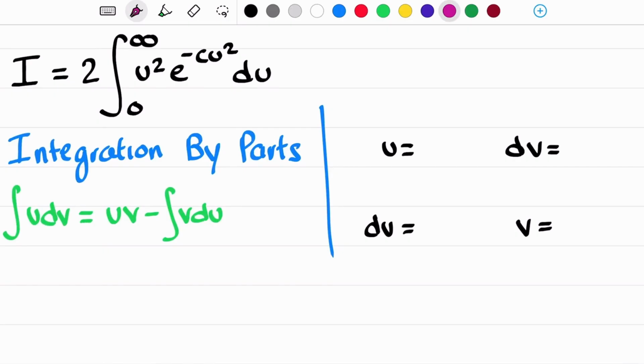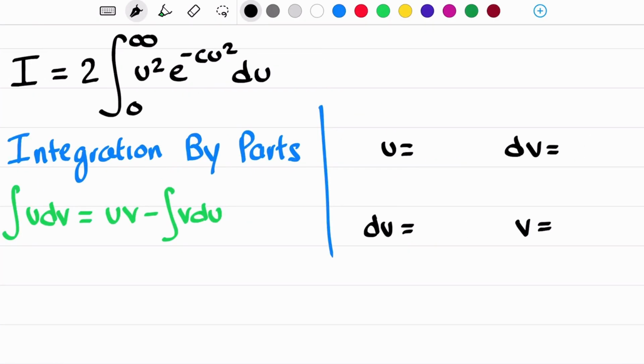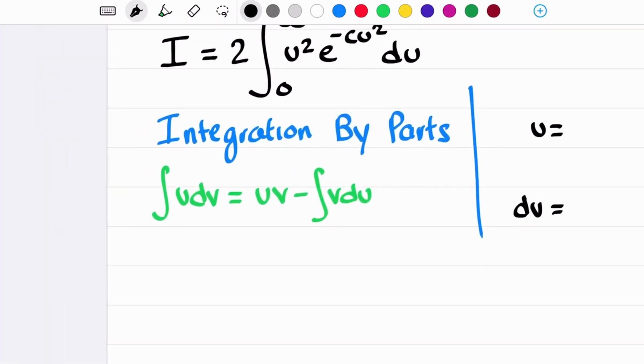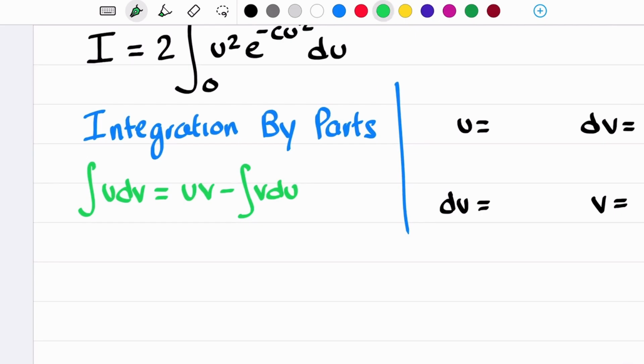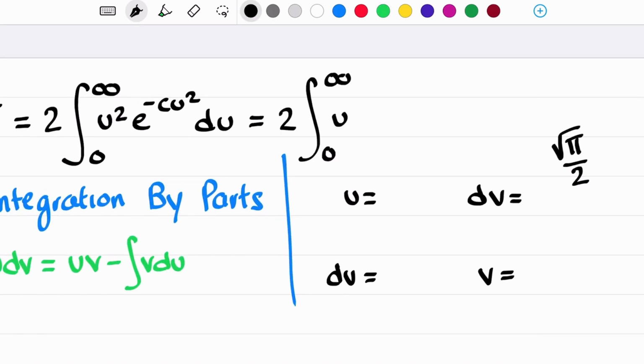Well, one thing we have to notice is that, of course, we're going to be integrating v in our problem. And with this exponential up here, it's going to be kind of weird to do that. So we're going to need to be smart with our substitutions here. Now, the one thing that I noticed was that this integrand here, I'll rewrite the integral up here, can be written as u times u e to the negative cu squared times du.